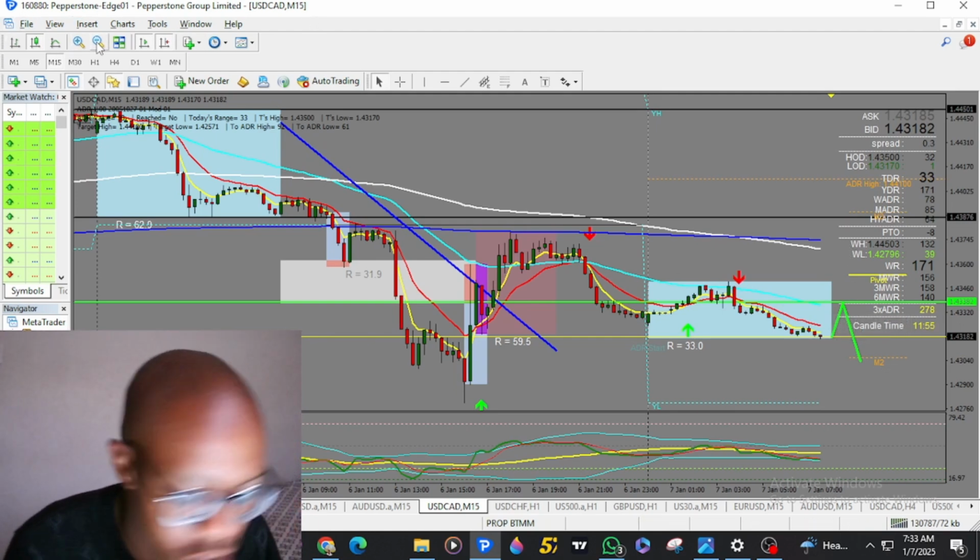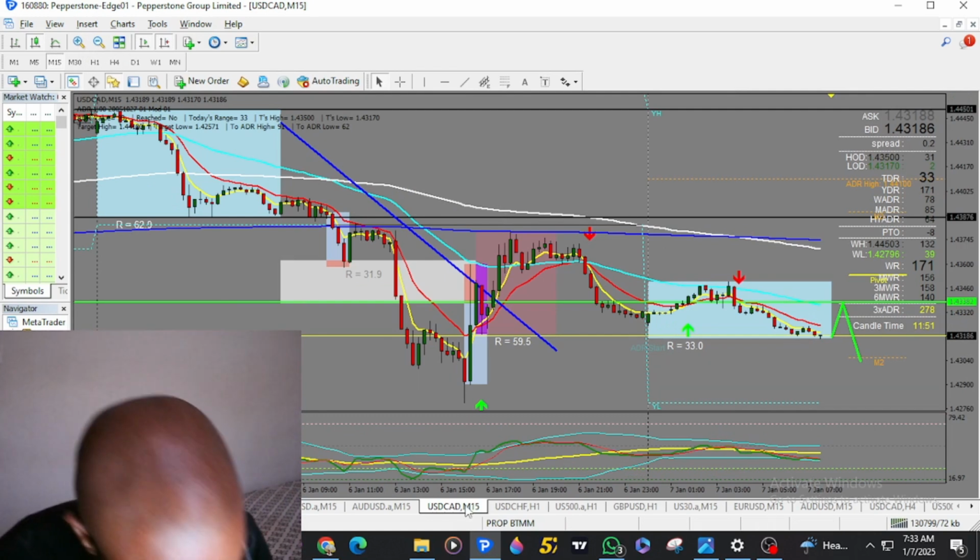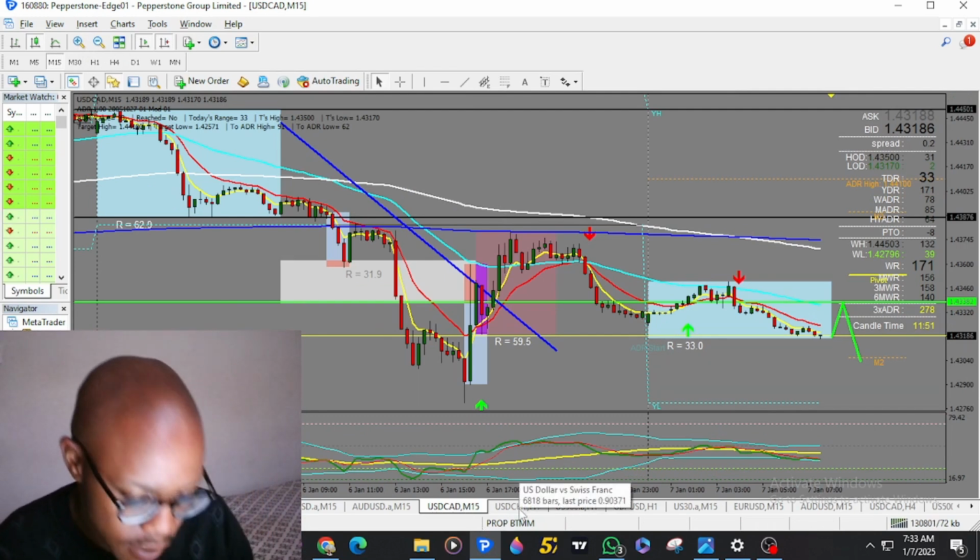Let's see, do we have a continuation? Nope, no continuation pattern, so just looking to go short there, just like that. Let's see.